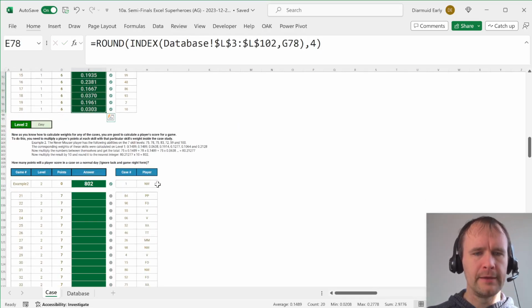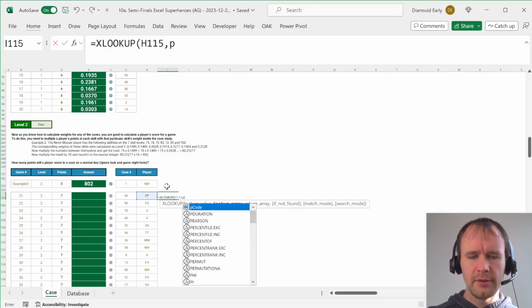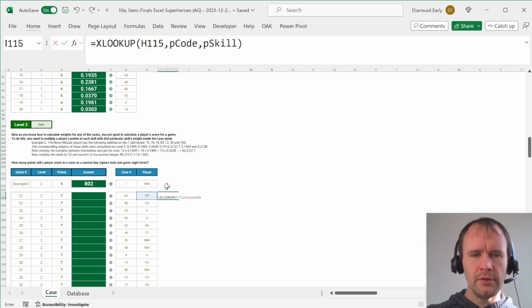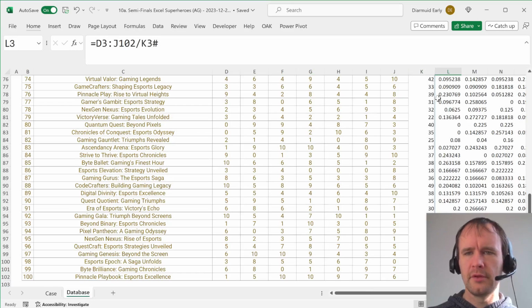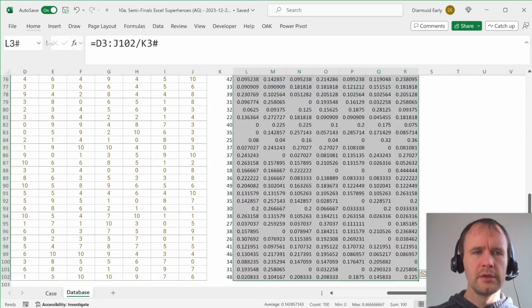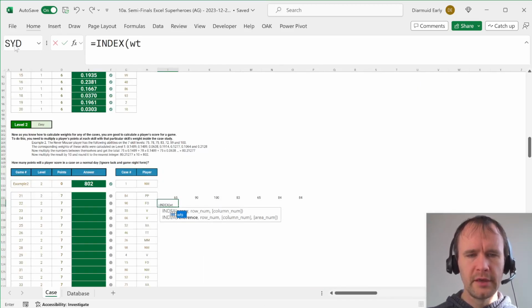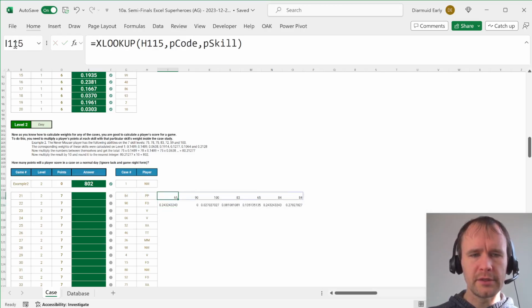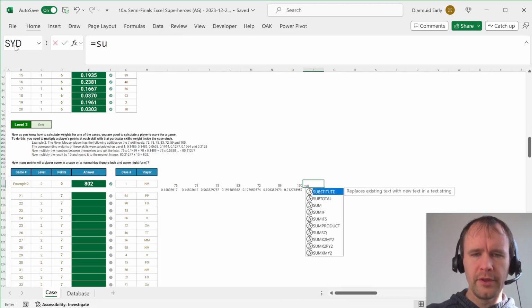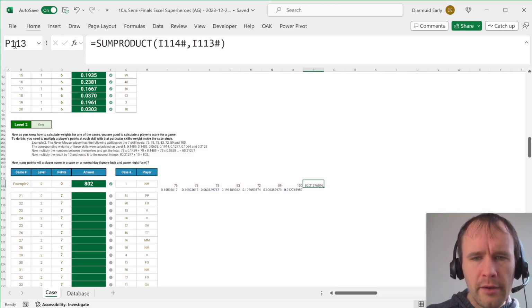So now we're going to calculate the player skills. So here we're going to say xlookup this in pcode returning from pskill. And that's going to give the vector of their skills. And then we're going to say index. Sorry, I haven't given this table of weights a name, which I need to. So we'll call this WTS for weights. So then we're just going to say index WTS by row number 0. That gives that. And let me move both of these up here so that we can line up with the example. Then we're going to take the sum product of this and this. And sure enough, that seems to be matching.